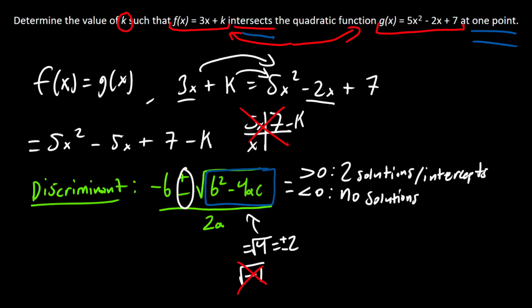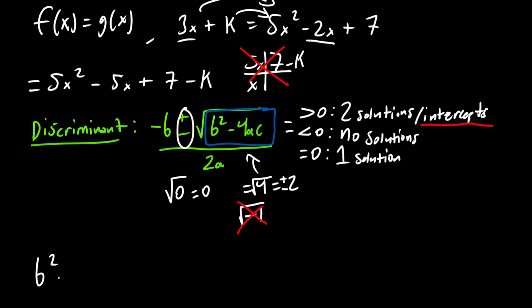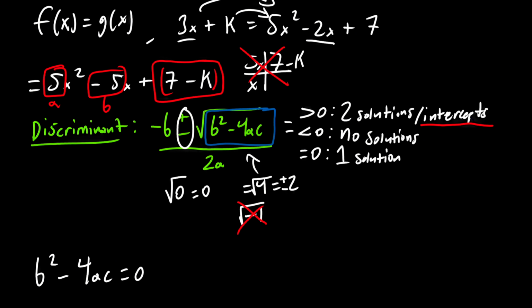But what if the discriminant is equal to 0? Well, taking the square root of 0 is just 0, and there can't be positive or negative 0, only 0. So there would be one solution, or one intersection. And since we know that these functions intersect at one point, the discriminant b squared minus 4 times a times c is equal to 0. Now from our equation, 5 is our a value, negative 5 is our b value, and 7 minus k is our c value. So for b squared, it's negative 5 squared minus 4 times 5, which is our a value, times c, which is 7 minus k, all equal to 0.